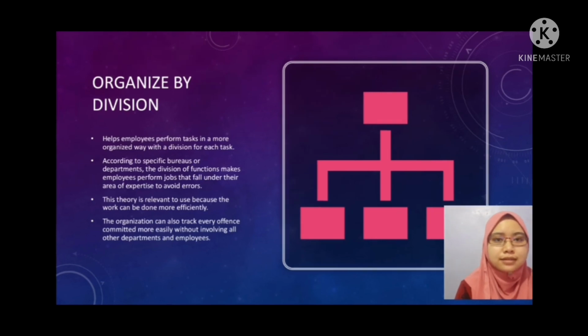The last one is that it helps by organizing the organization. It helps employees perform tasks in a more organized way with a division for each task. According to specific bureaus or departments, the division of function makes employees perform jobs that fall under their area of expertise to avoid errors. This theory is relevant to use because the work can be done more effectively. The organization can also track every offense committed more easily without involving all other departments and employees.